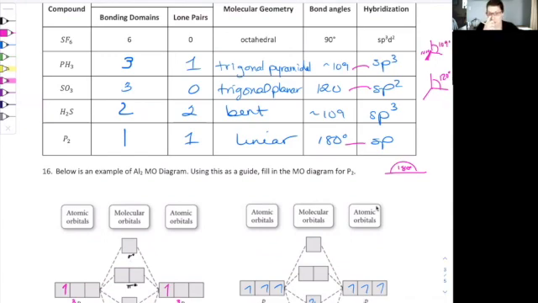So it's directly about like hybridization. Yeah, exactly. Yeah. Thank you. You're welcome.